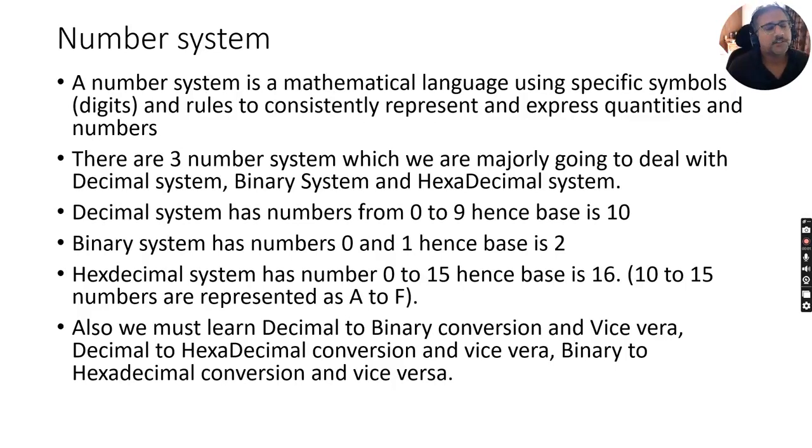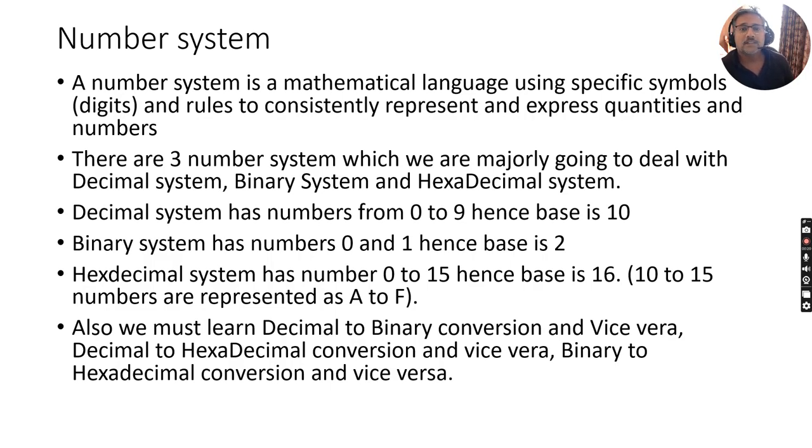We are going to discuss the number system, what an IP version 4 address is, what subnetting is, and what a regional internet registry is. So what is a number system? A number system is a mathematical language using specific symbols, digits and rules to consistently represent and express quantities and numbers.